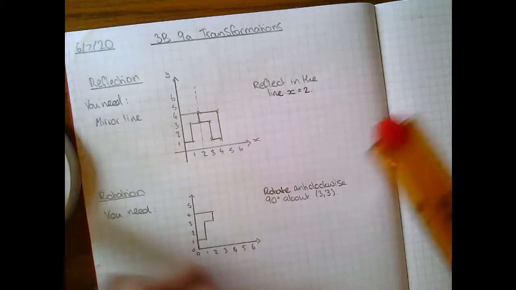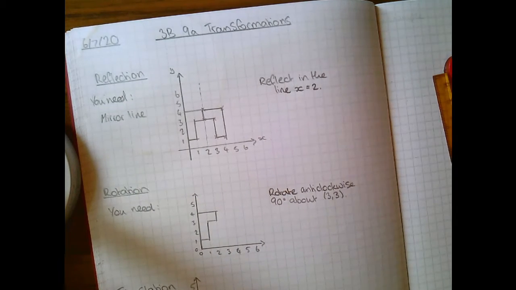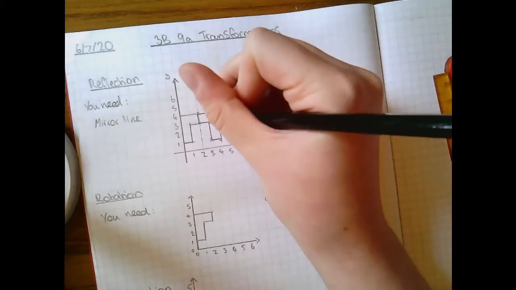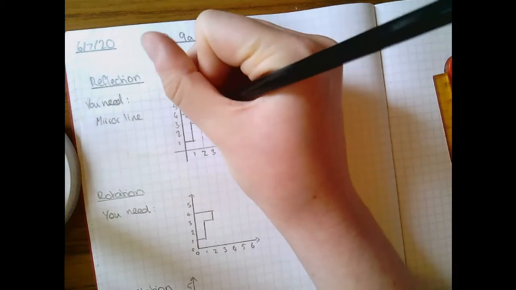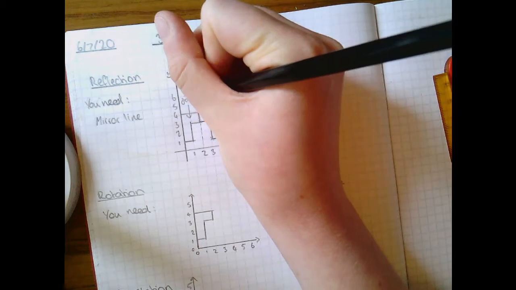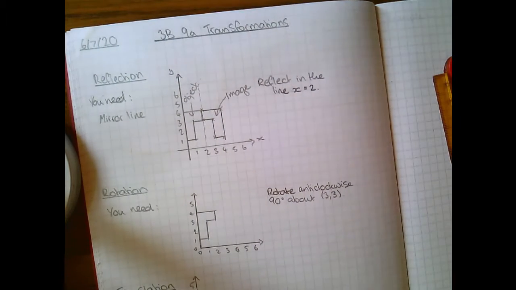So we've got the coordinates of our shape now, and that is our new image. This one is the image, so it's after it's been transformed, and this is the object, before it's been transformed.